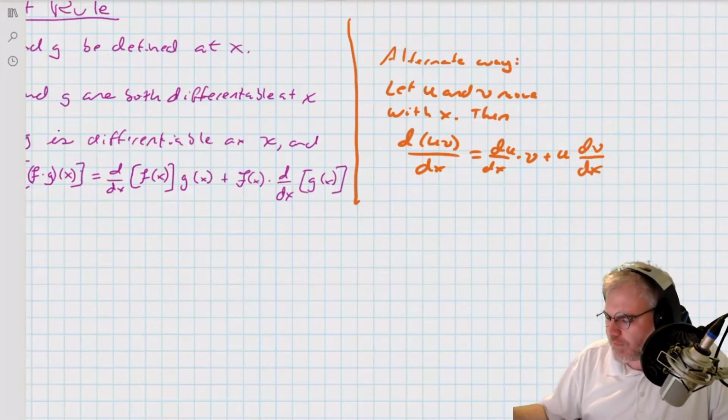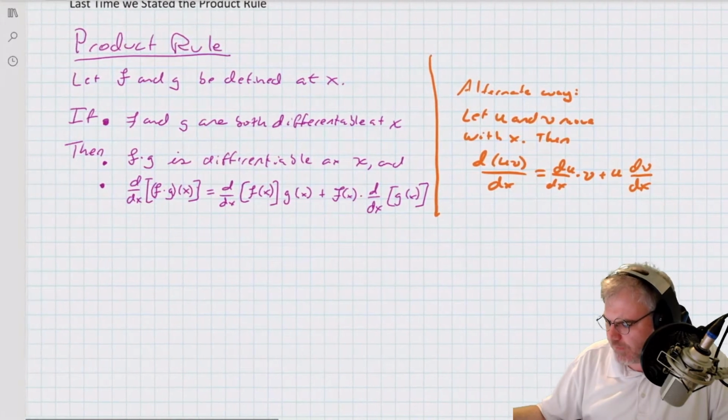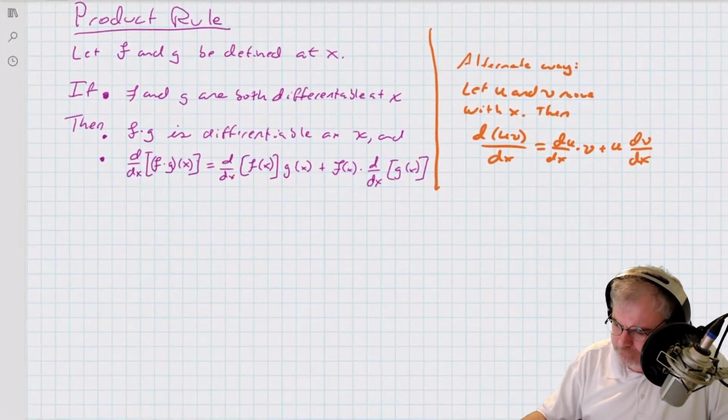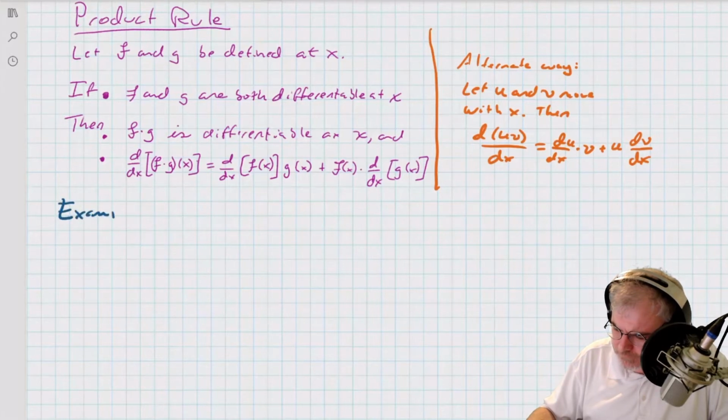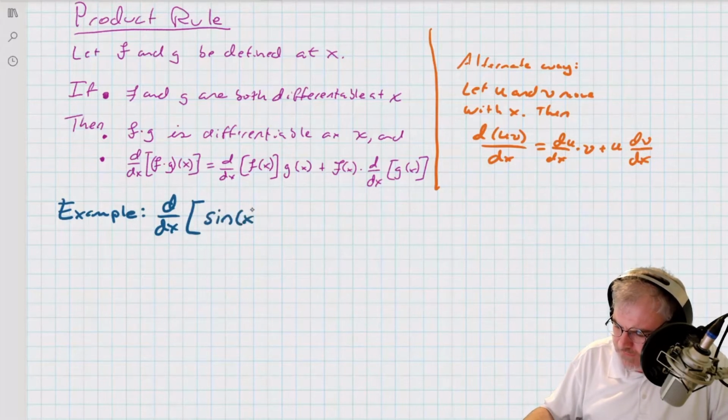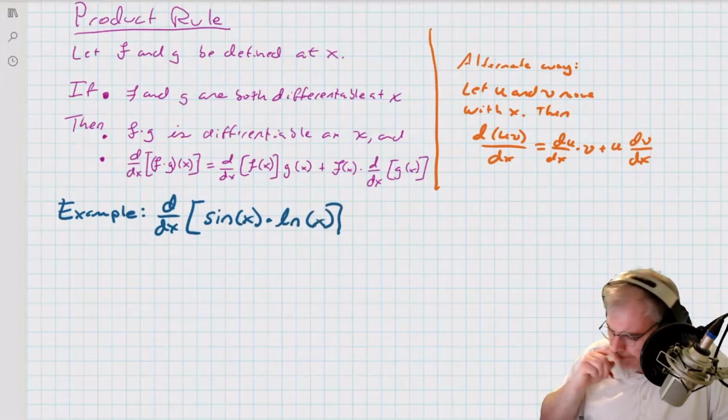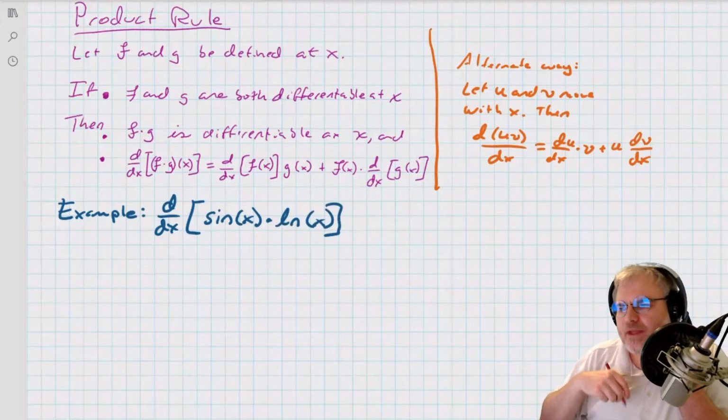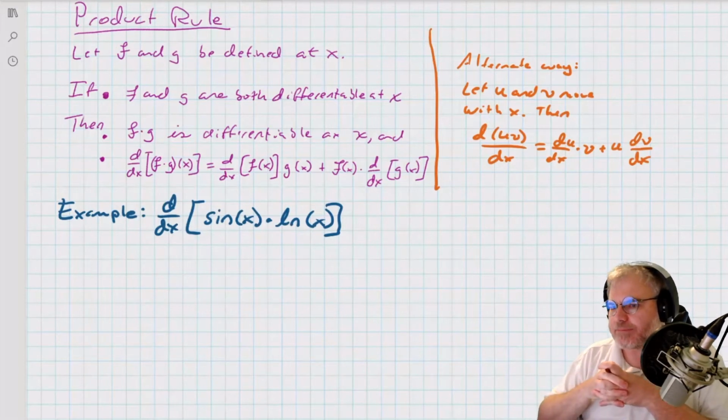Now, on both of these things, what do I mean by this? Let's give an example. Let's evaluate d over dx of sine of x times log of x.